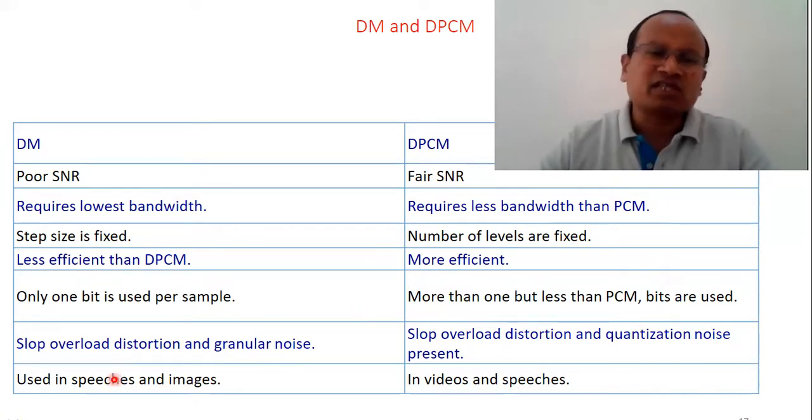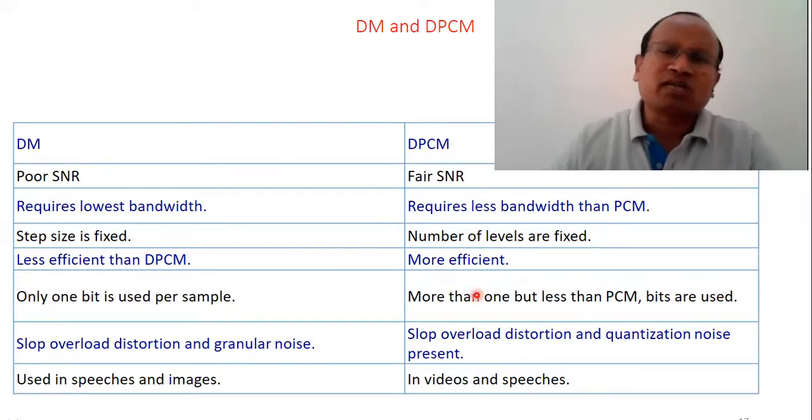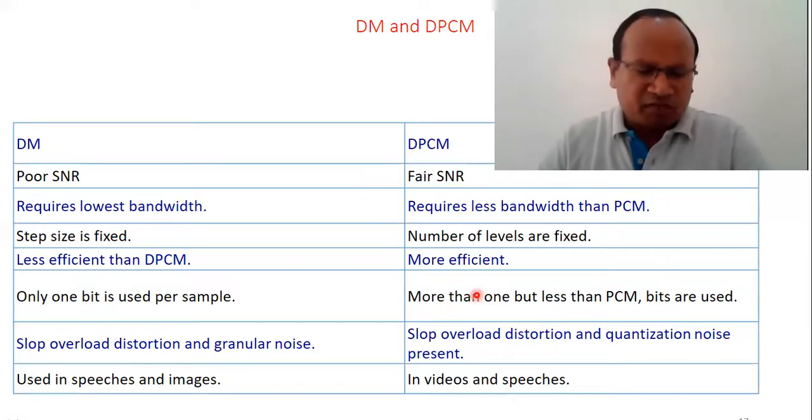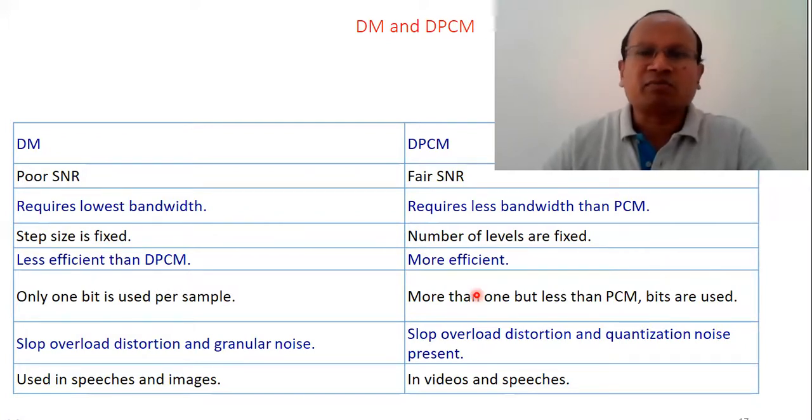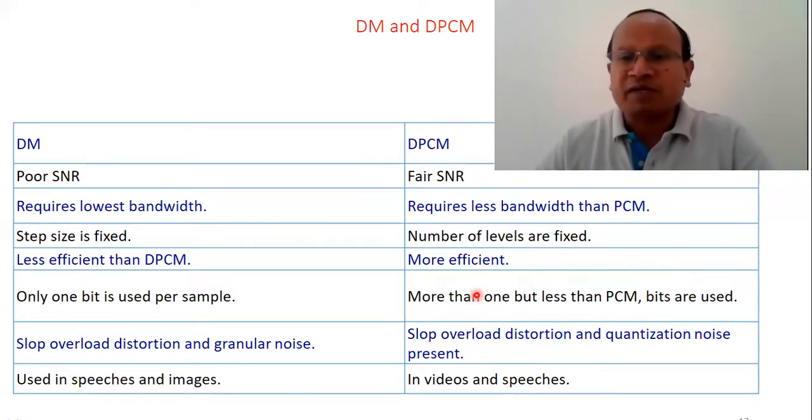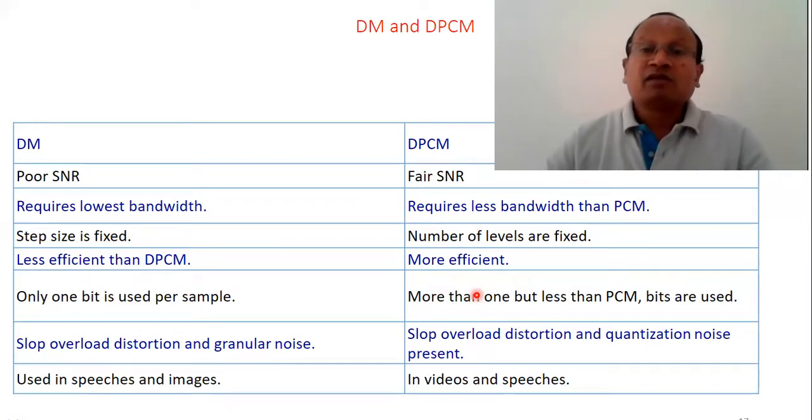Delta modulation is used in speeches and images, whereas DPCM is used in videos as well as speeches, and both are used for compression. Both can be used for compression because in both the schemes we save bandwidth, we save the data space, the number of bits which are required to be transmitted.